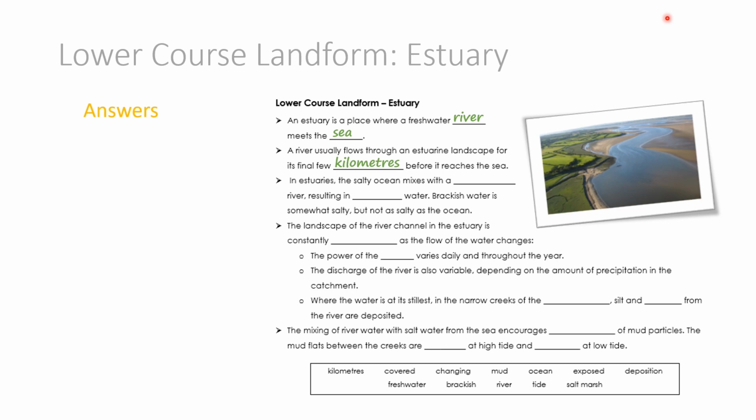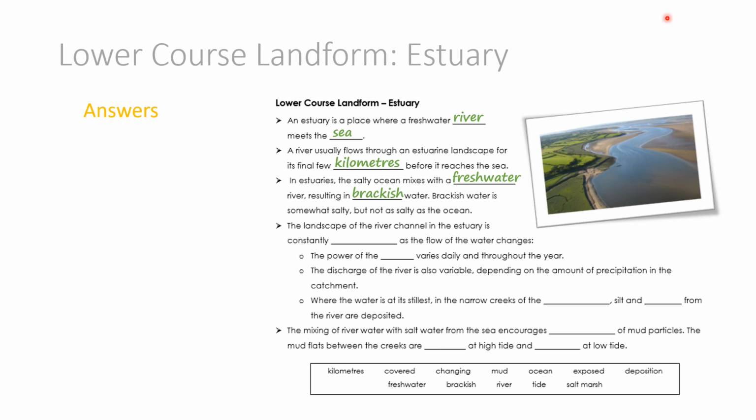In an estuary, the salty ocean mixes with a freshwater river, resulting, remember we called it brackish water, so hopefully we've got that. And brackish water is somewhat salty, but not as salty as the ocean, so like I say, it's 50-50, or a rough mixture of both.